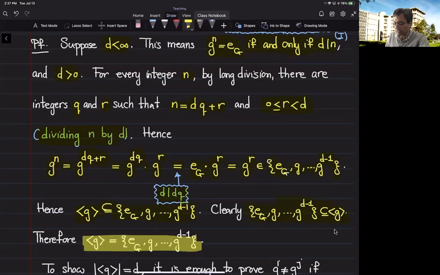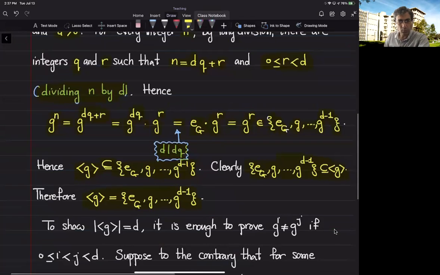The cyclic group generated by g, if the element g has order d, is the set consisting of the elements neutral element, g, g squared, up to g to power d minus 1.